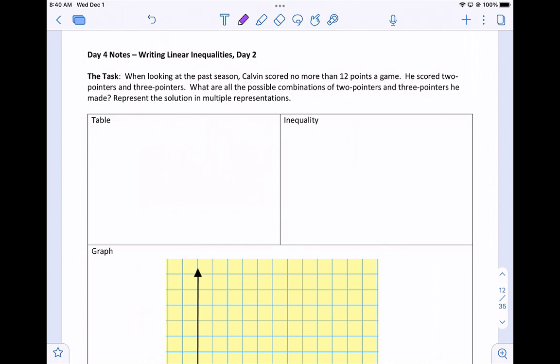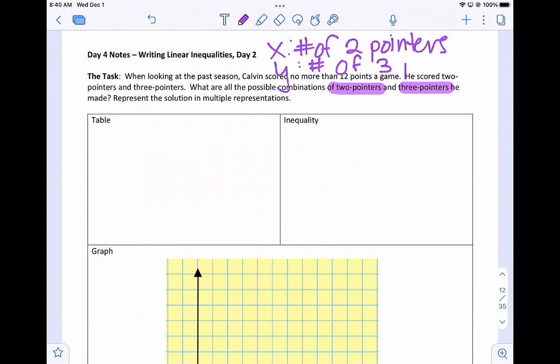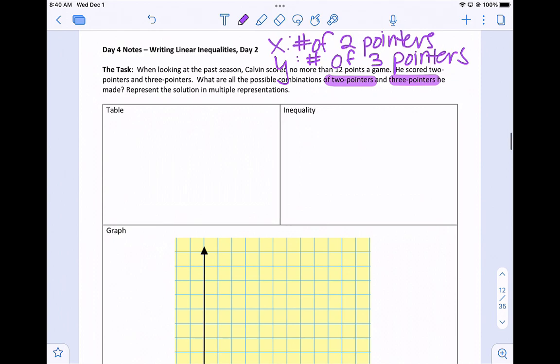So if we take a look at a table, again, you have to define variables. So in this case, we have 2-point shots and 3-point shots. I'll just call X the number of 2-pointers, Y the number of 3-pointers. So again, there's multiple ways to find answers to this. And if you look, since he can score no more than 12 points a game, there's also multiple solutions.